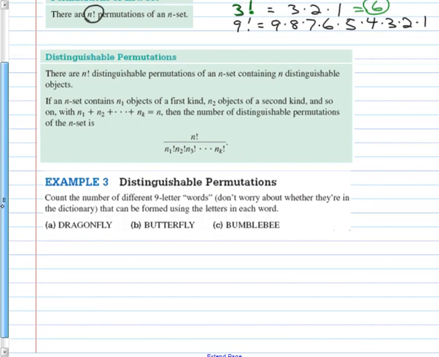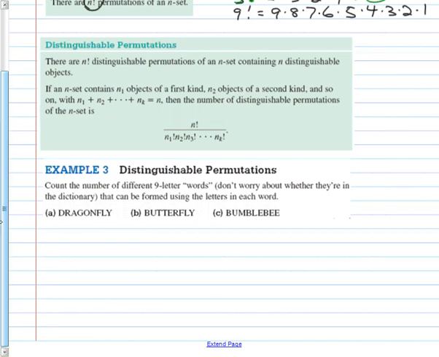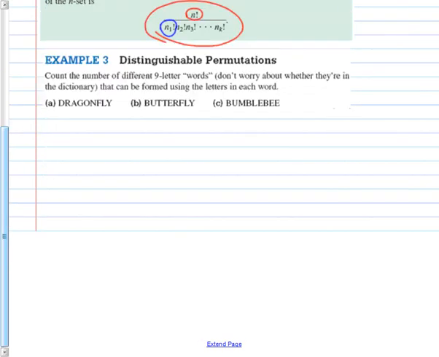Distinguishable permutations. Sometimes we have groups where 2 of them or 3 of them look the same. So how can we figure out distinguishable permutations? Well, here is the idea. If I have n objects, well, n factorial is the way that I can arrange them in different orders, or permutation. And then I need to divide out all the orders of things that look the same. So if the n1s all look the same, I have to take n1 factorial. What does that mean? Let's apply it down here with letters and words.